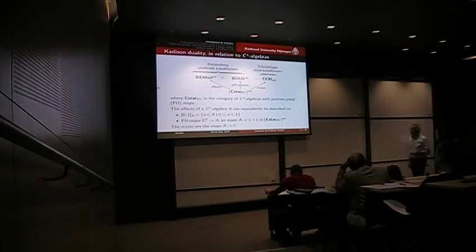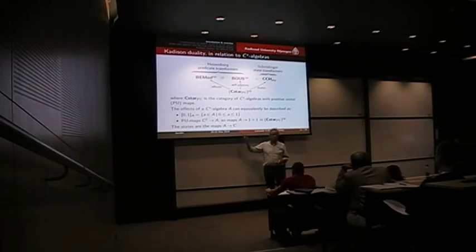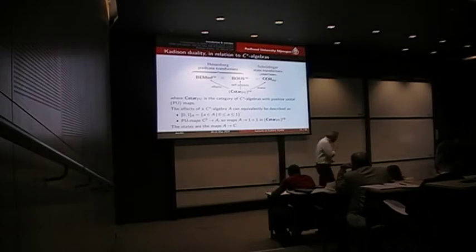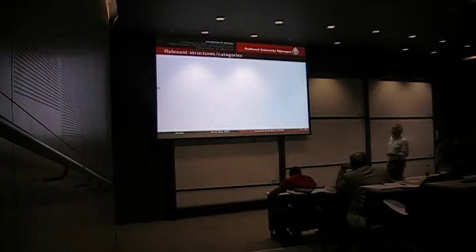Good. And states, by the way, are maps from A to the complex numbers, which in the opposite category are maps from 1 to A and can be seen as points. Good.